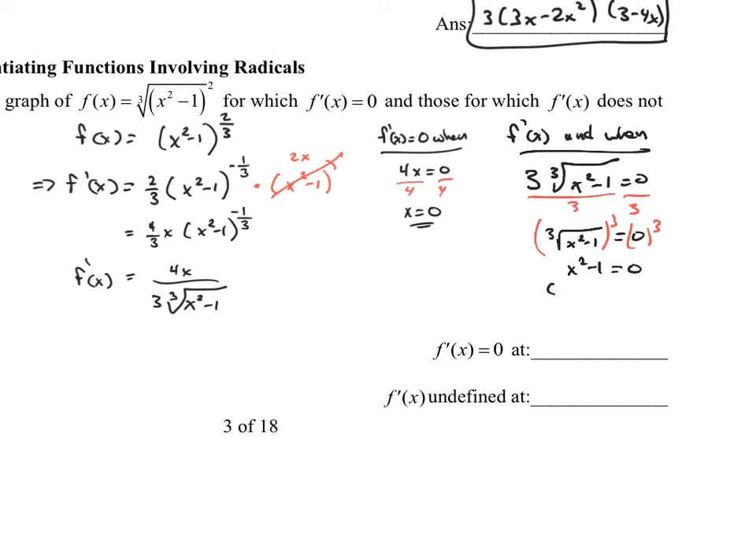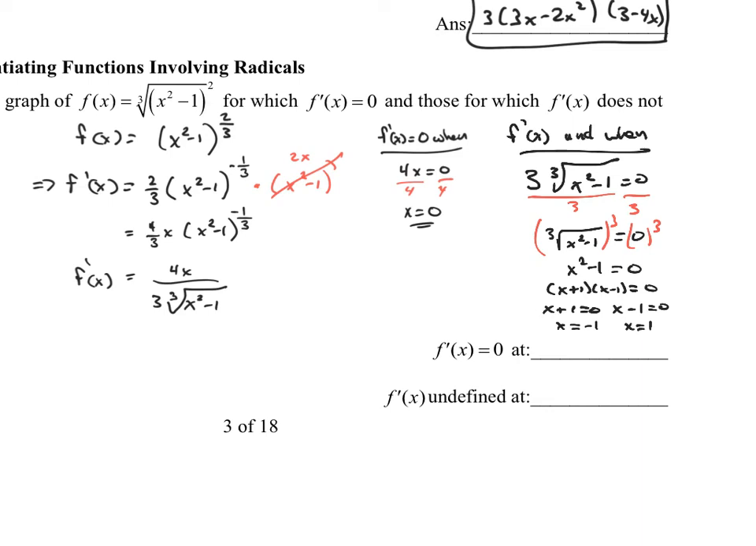I know this left-hand side factors into x plus 1 and x minus 1 because it's a difference of squares. That helps me not forget one of the answers, because several of you will forget the plus and minus if you do the square root. So I'm getting the answers negative 1 and 1.